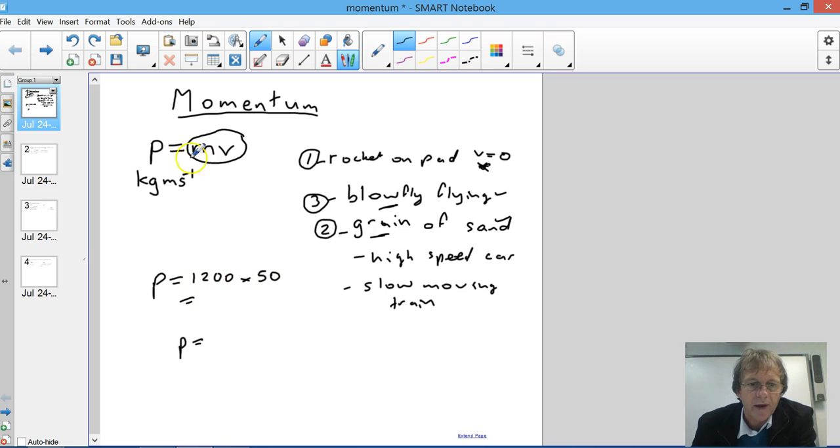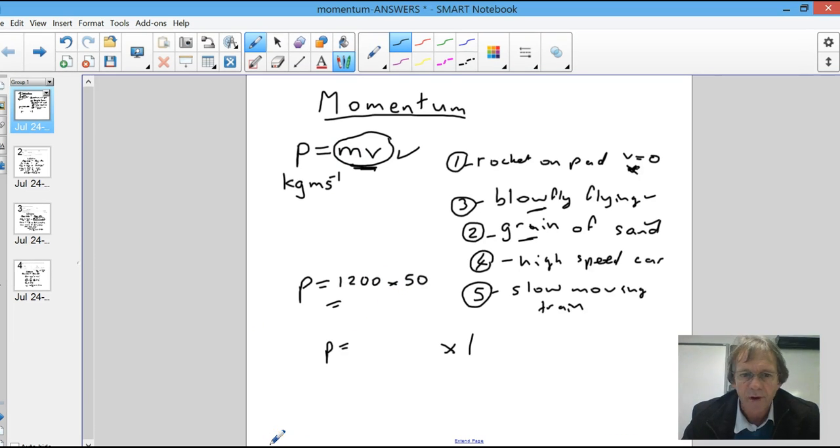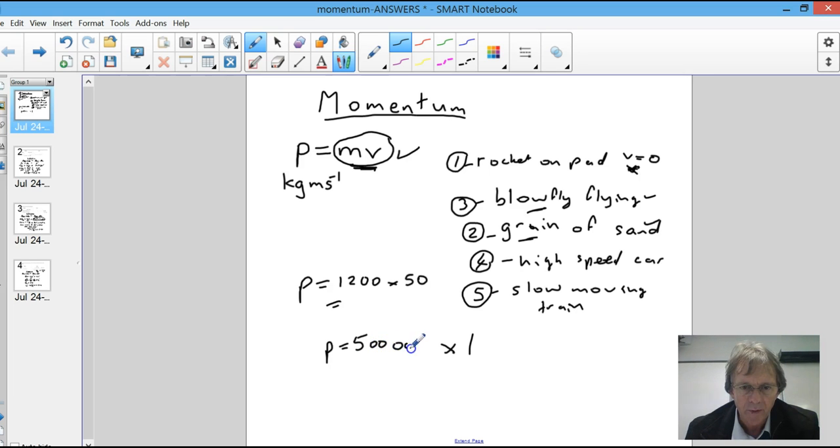So for the slow speed train, it might only be going at say 1 meter per second. A typical value for a train, even a small one, you probably talk about 500 tonne, certainly several hundred tonne. You've got that sort of number there, which is about 500,000 kilograms, and that's easily going to give you more momentum than a high speed car, even if this one's 60 times by that. So in ballpark you're going to get that the blowfly is 3, the high speed car would be 4, and the slow moving train would be the largest one there.